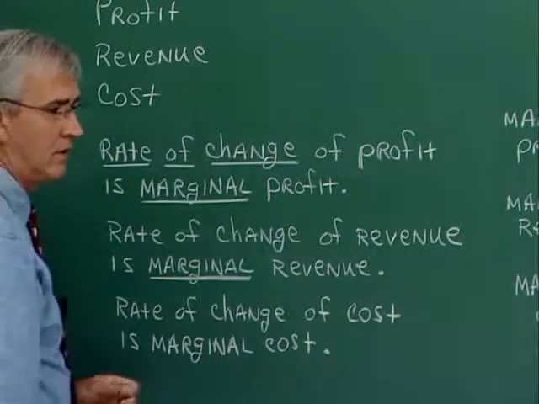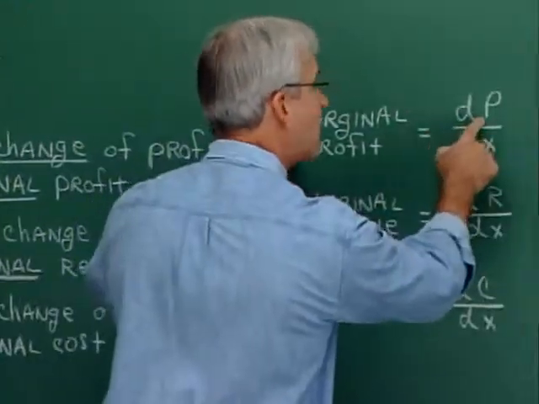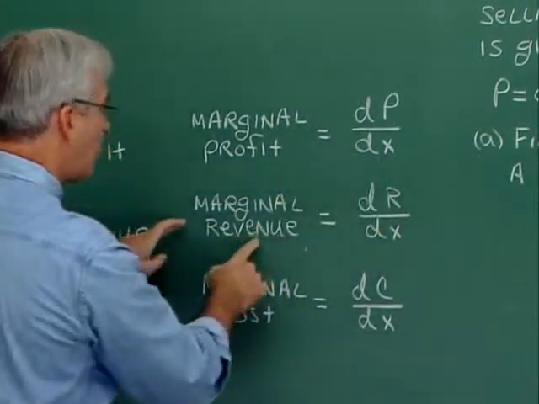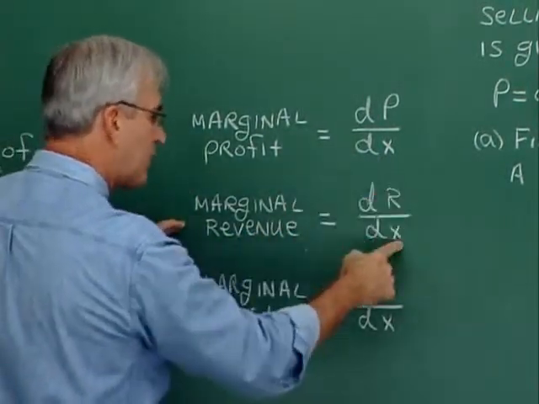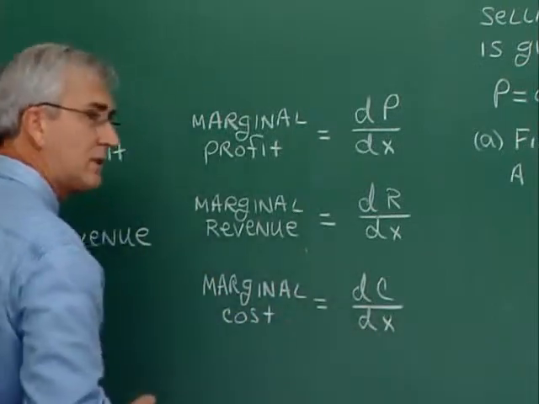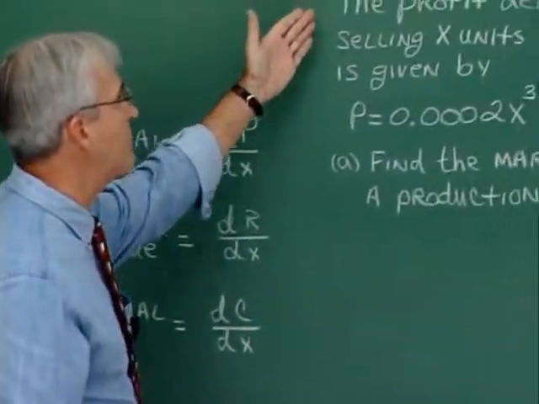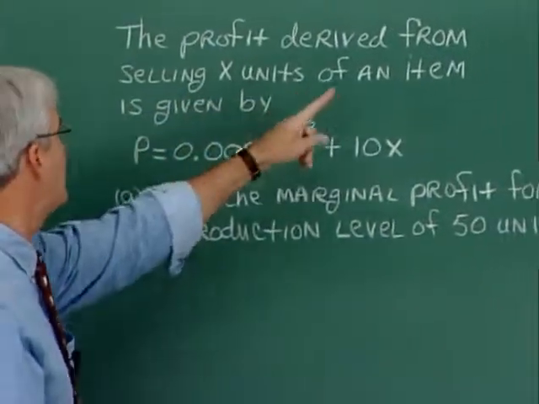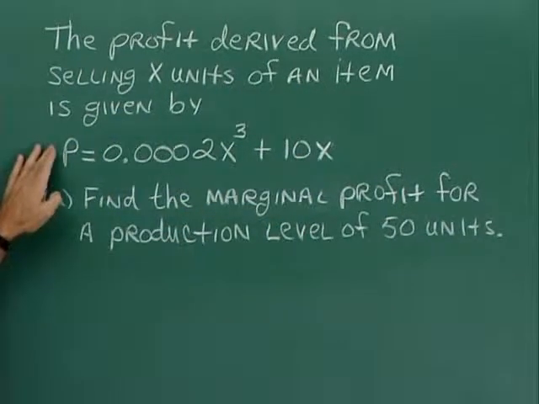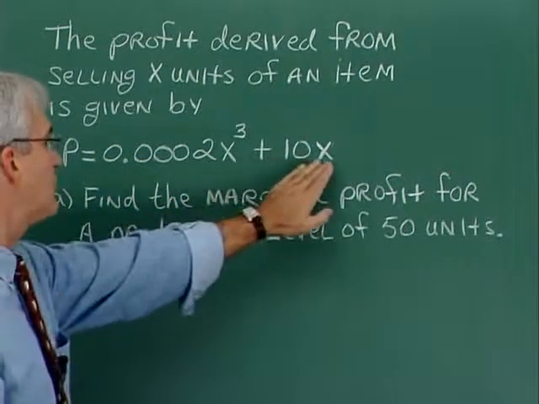Now, understand that this is a derivative idea, so marginal profit would be the derivative of the profit with respect to X number of units. Marginal revenue is derivative of revenue with respect to X number of units. Marginal cost, derivative of cost with respect to X number of units. Consider this problem. It says the profit derived from selling X units of an item is given by this equation. All right, so here we have a profit function. Now notice that it's profit in terms of X units sold.